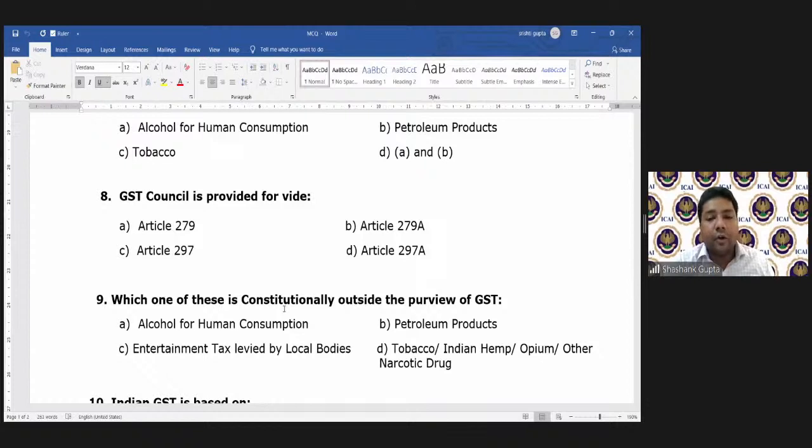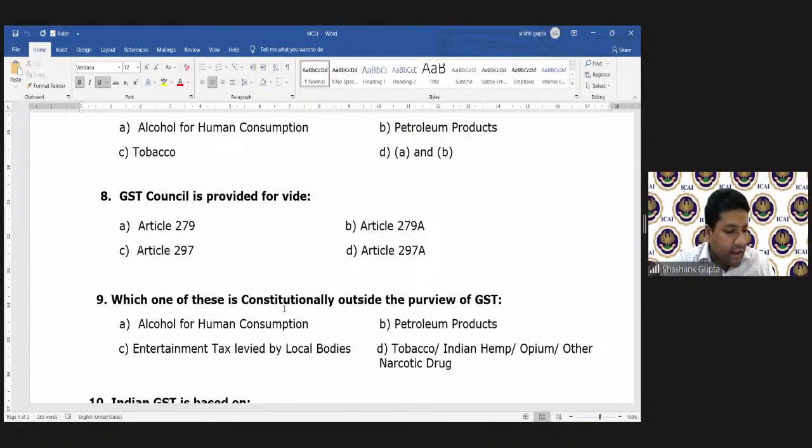9th, which one of these is constitutionally outside the purview of GST? A, alcohol for human consumption. B, petroleum products. C, entertainment tax levied by local bodies. Or D, tobacco, Indian hemp, opium, other narcotic drug. 9, I see people have answered.